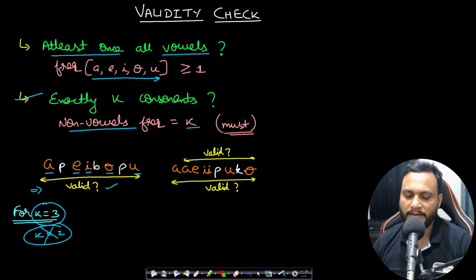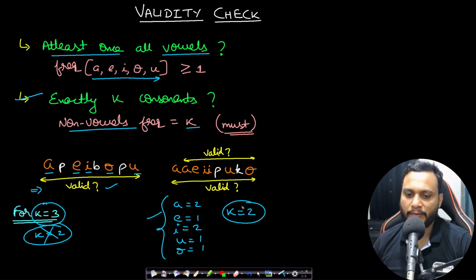Okay, so it also depends on the k value. Now if you look at the second string which is given, and I'm asking if the entire string is valid, then you check the frequency: A is 2, E is 1, I is 2, U is 1, and O is 1. So at least all of them are occurring one time, so the vowel condition is clear. Now think about the consonants. If the consonant count required was 2, then it will be valid. If the consonant count required was, let's say, 1 or 3 or anything else, then it will not be valid. So for k equal to 2, it will be valid.